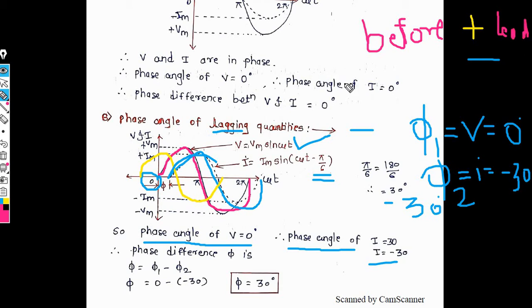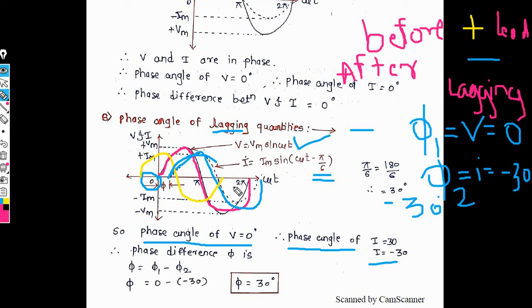And after the voltage waveform, we are taking a negative sign for lagging. This is the difference between lagging and leading phase angle. Then put phi is equal to phi 1. That is, phi 1 is the phase difference.